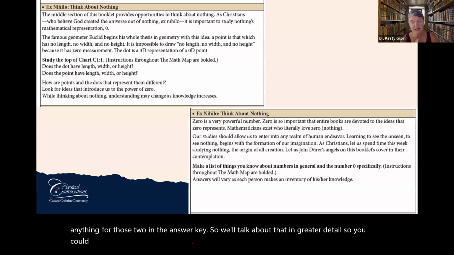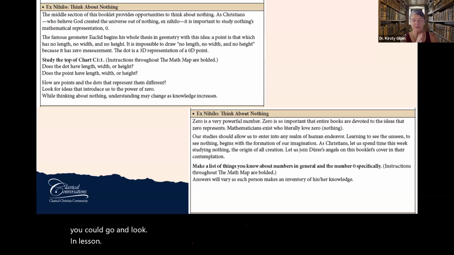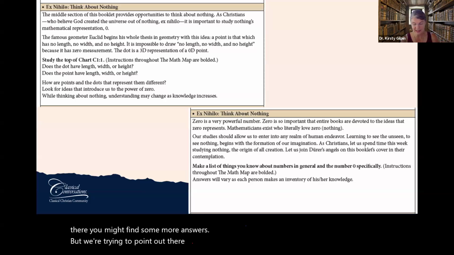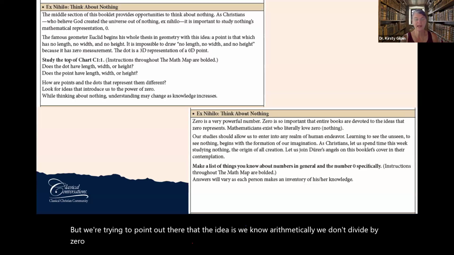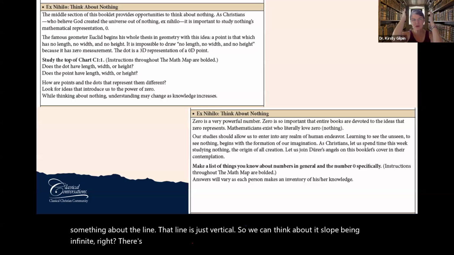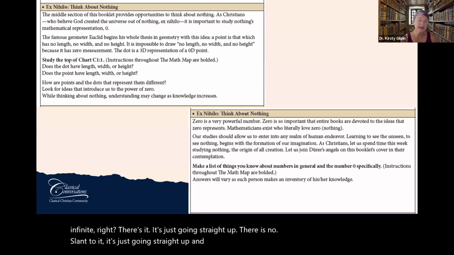You could go and look in lesson 9. We're going to talk more about slope. If you wanted to look in lesson 9 at the charts there, you may find some more answers. But we're trying to point out that we know arithmetically we don't divide by 0, but when we see that expression 1 over 0, when we're talking about slope, it's telling us something about the line: that line is just vertical. So we can think about its slope being infinite. It's just going straight up. There is no slant to it. Historically that was called infinite slope. And that's all we're really putting there.